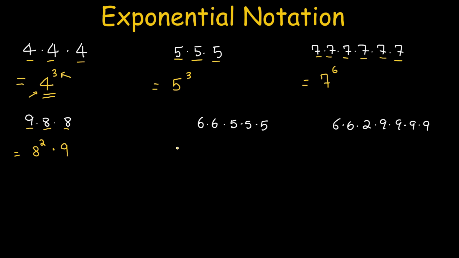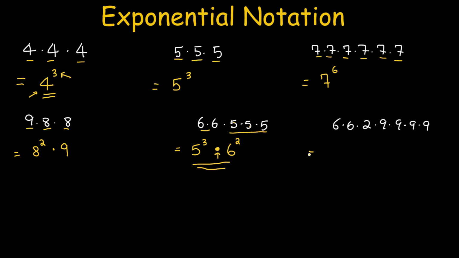All right, next we have 6 and 5. So let's work with 5 and let's count how many 5s. 1, 2, 3. The exponent would be 5 cubed or 5 to the third power. And remember this little symbol here, this represents multiplication. That's something to note and be aware of. And the 6, we have 2, so that will be 6 squared. So this is our answer, 5 cubed times 6 squared.